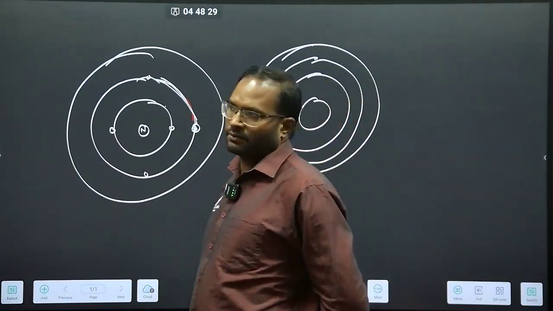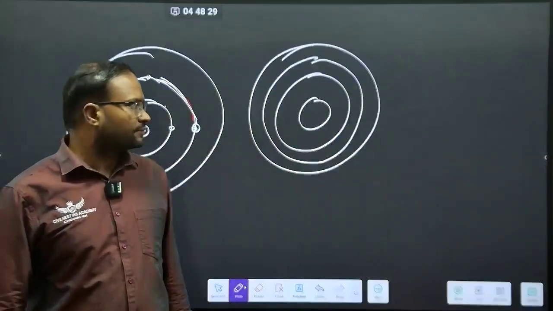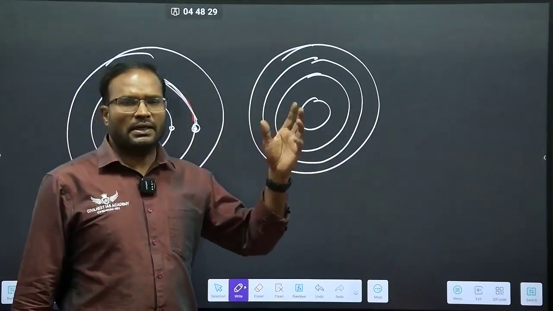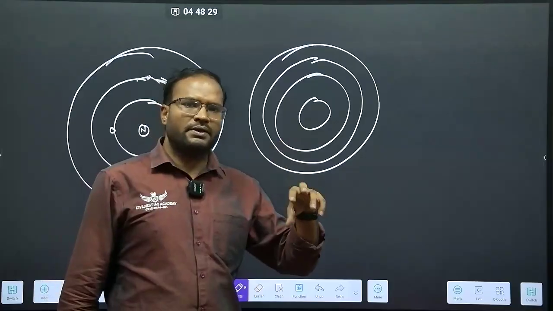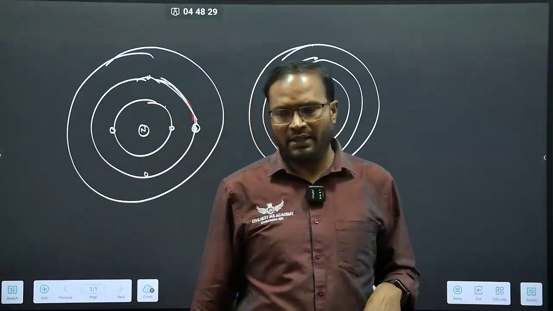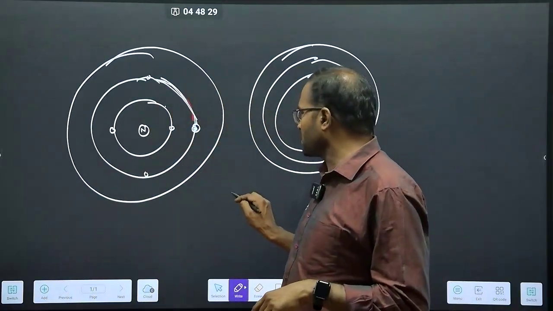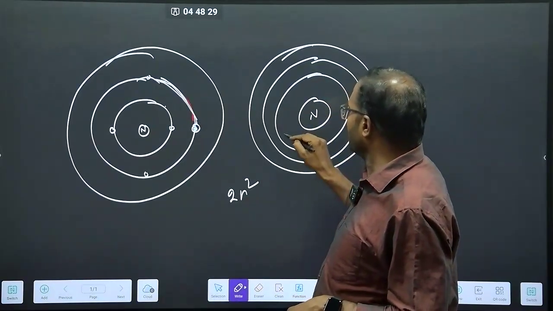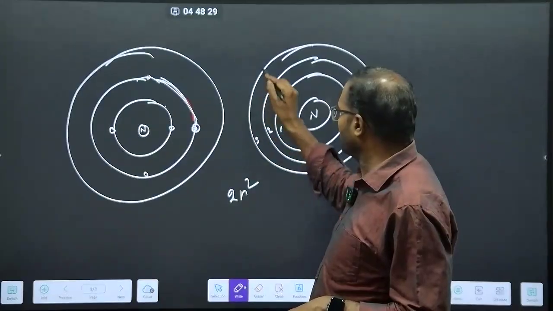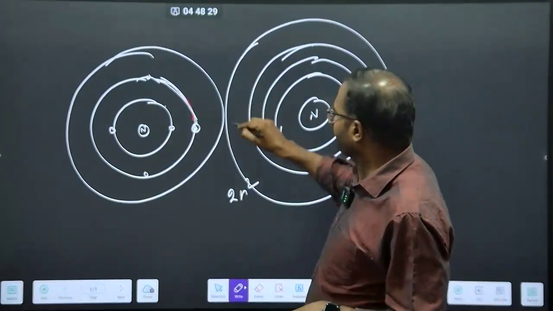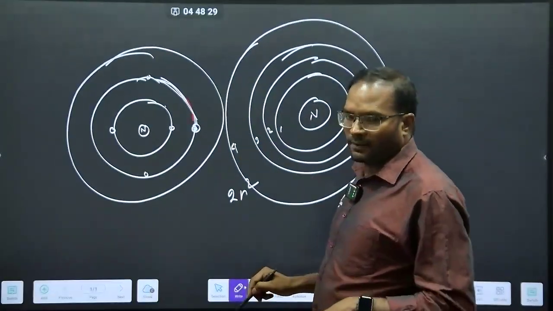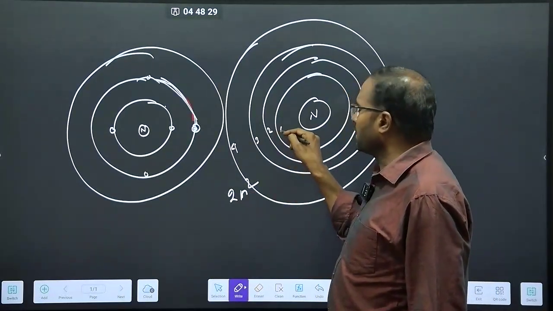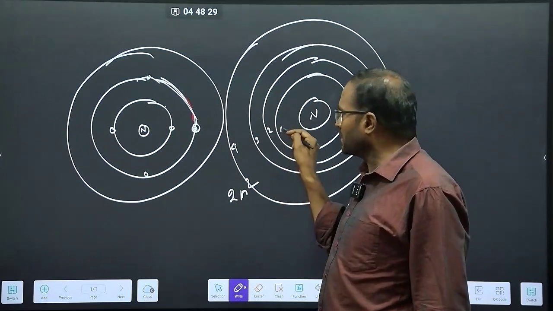Can you make a simile? Can you compare it? And there is a very innate natural rule that each orbit can be occupied only by a particular number of electrons. That can be governed by the formula 2n square. Consider this as a nucleus, first orbit, second orbit, third orbit, and this is the fourth orbit. In 2n square, n represents the nth orbit.